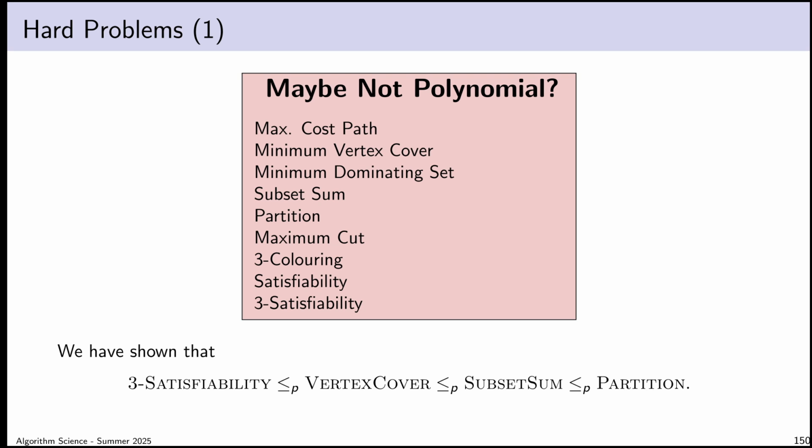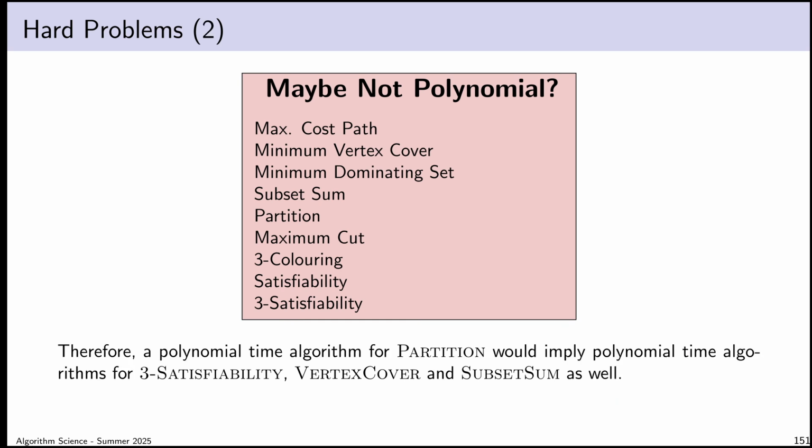Okay, so what have we shown? We showed that we can reduce 3 satisfiability to vertex cover, that we can reduce vertex cover to subset sum, and that we can reduce subset sum to partition. We also showed that we could reduce partition back to subset sum. What this is telling us is, if I can find a polynomial time algorithm for partition, then I can solve subset sum, vertex cover, and 3 satisfiability in polynomial time. Okay, great. So that implies some connection.